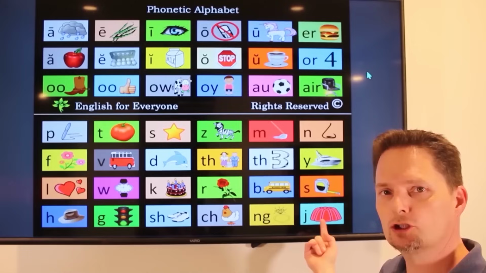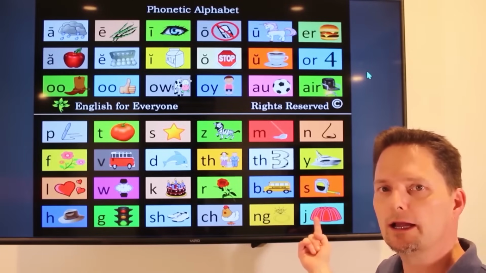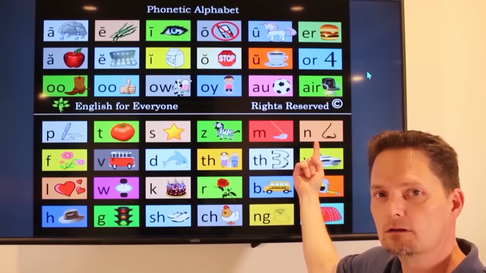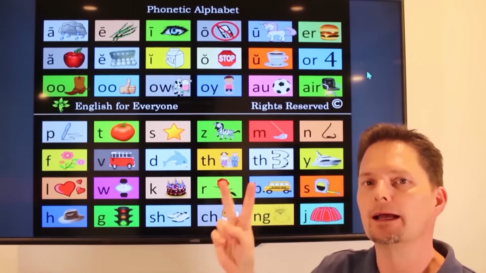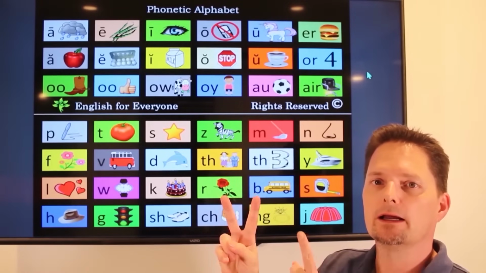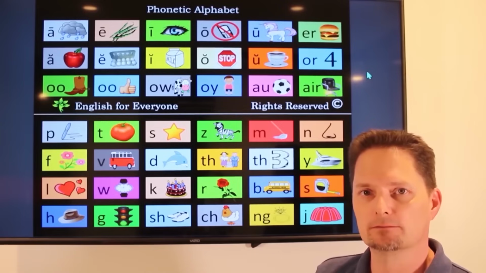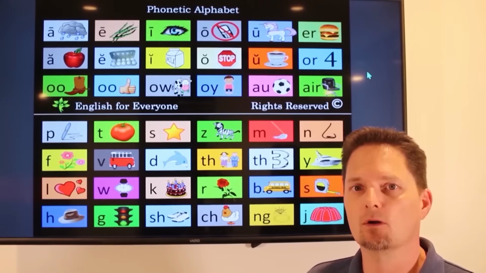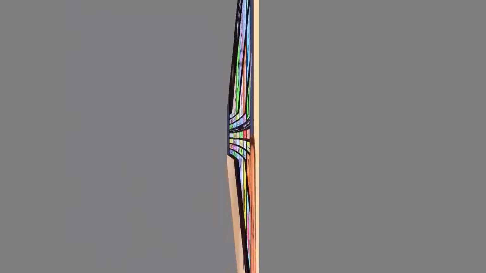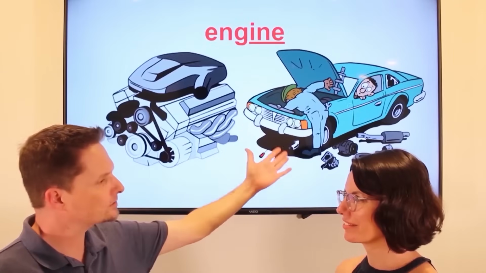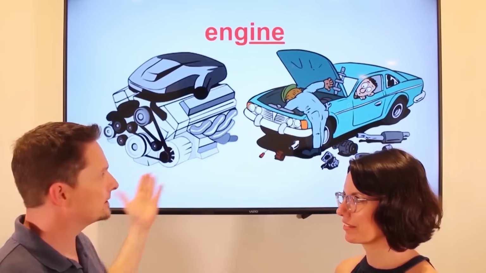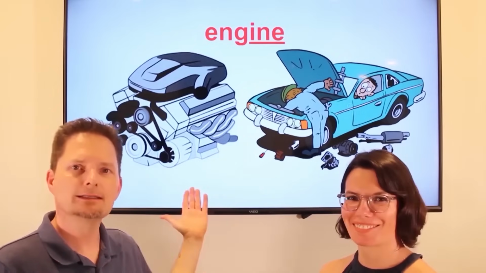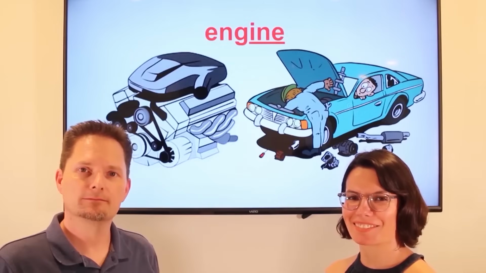En, j, strong j, eng, engine. Stress on the first syllable. Engine. He has to put a new engine in his old car. Let's practice. His car is old. Does he need to put a new engine in the car? Yes, he needs to put a new engine in the car.